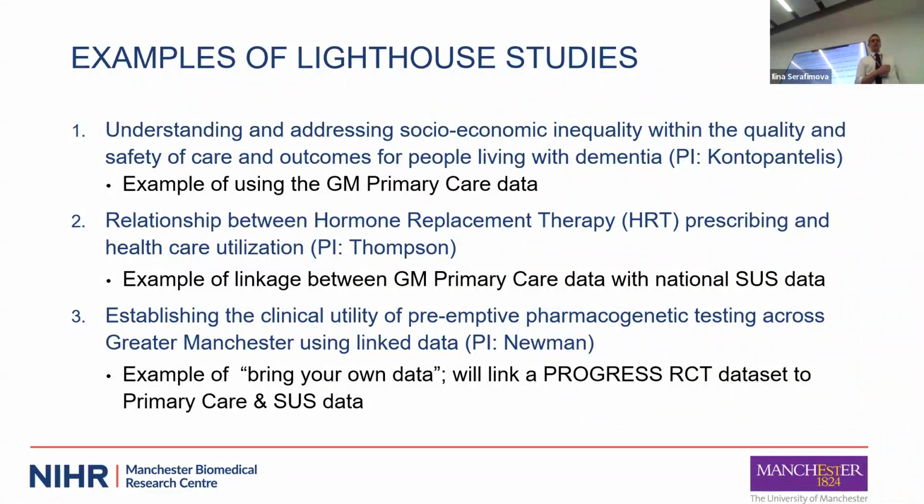The third one is looking at the clinical utility of preemptive pharmacogenetic testing across Greater Manchester using linked data. So this is an example of a study that needs to bring in their own data and link it to the resources that we have in the GMSDE. So it's linking to the Progress RCT, led by Bill Newman, where they have consent to do that linkage. So we know that they're able to do that, but we have to develop the processes by which we can onboard the data into the environment, match the right patients to the right records, and link to SUS data as well. So you can see that the level of complexity in these Lighthouse studies goes up, but it's testing the processes so that we can do this for future users of the SDE.